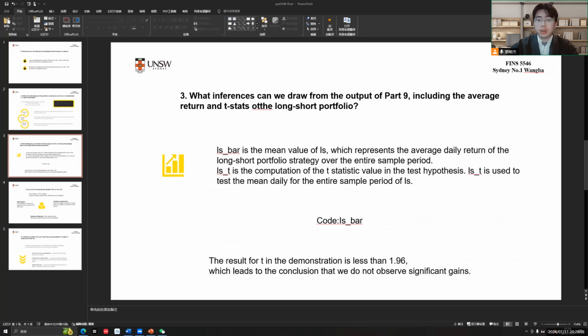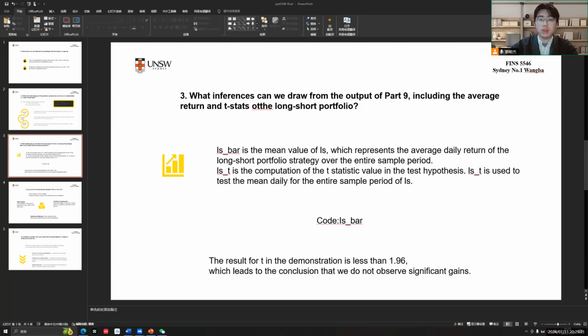Conversely, if this value is low or even negative, it means that the strategy as a whole is underperforming. Secondly, the AST is the result of the calculation of the t-statistic, which is used to test whether the average daily return of this is significantly not equal to 0. Specifically, by calculating the t-statistic, we can determine whether the observed returns are statistically significant.